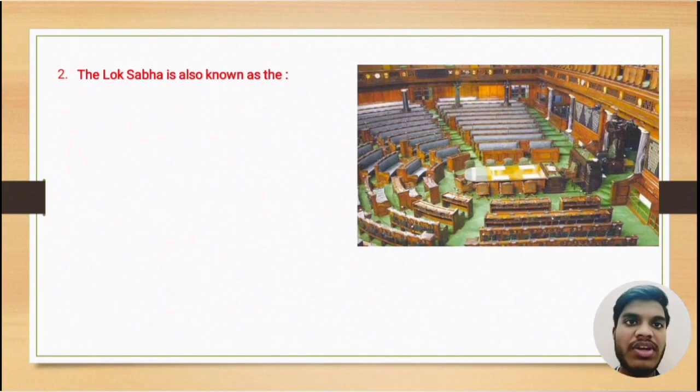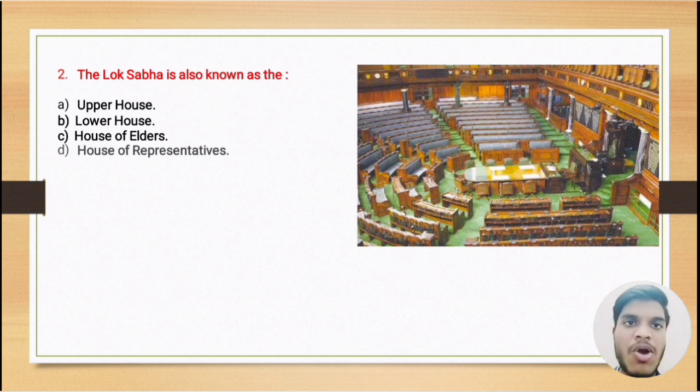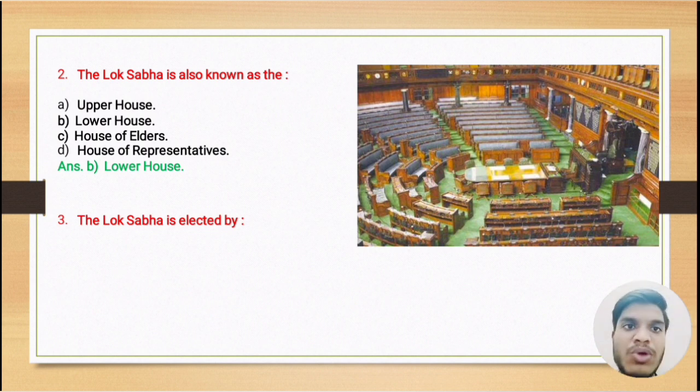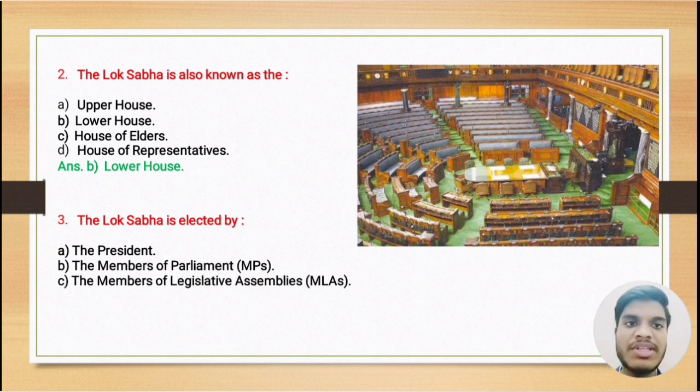Next, second one, the Lok Sabha is also known as the option A, upper house, option B, lower house, option C, House of Elders, option D, House of Representatives. And the answer is option B, lower house. Third one, the Lok Sabha is elected by option A, President, option B, Members of Parliament, option C, the members of Legislative Assemblies, option D, the members of Rajya Sabha. And the answer is option B, Members of Parliament.